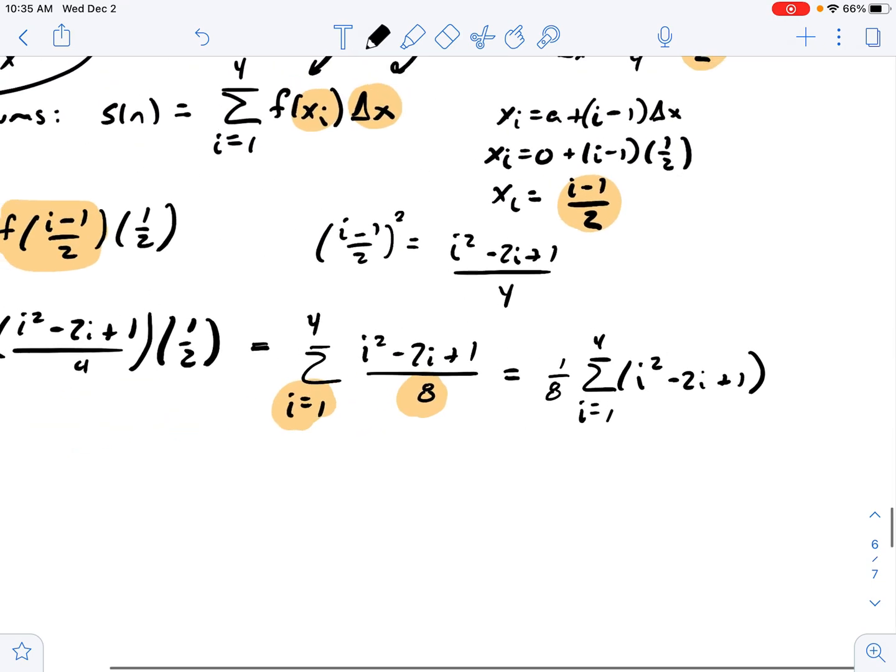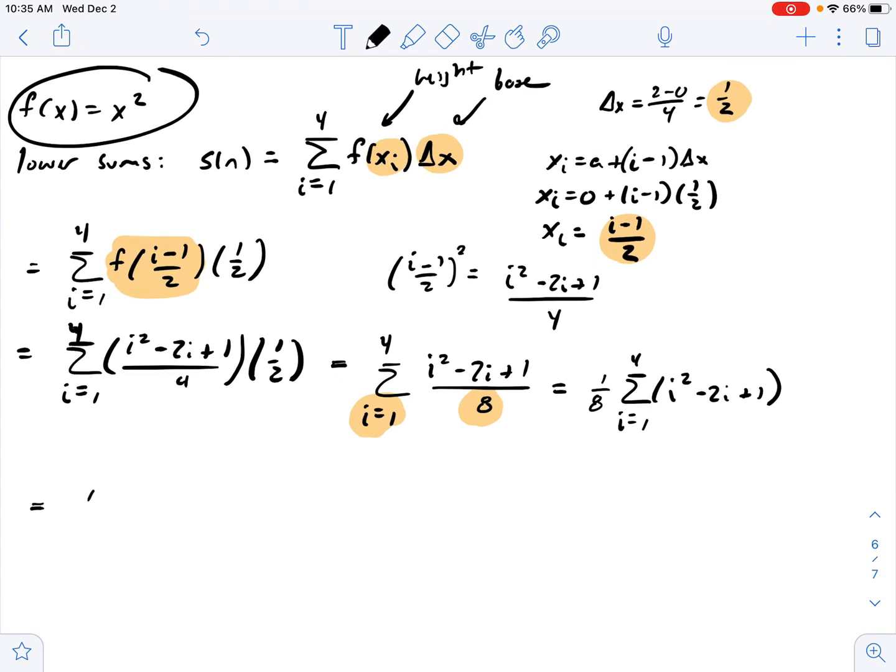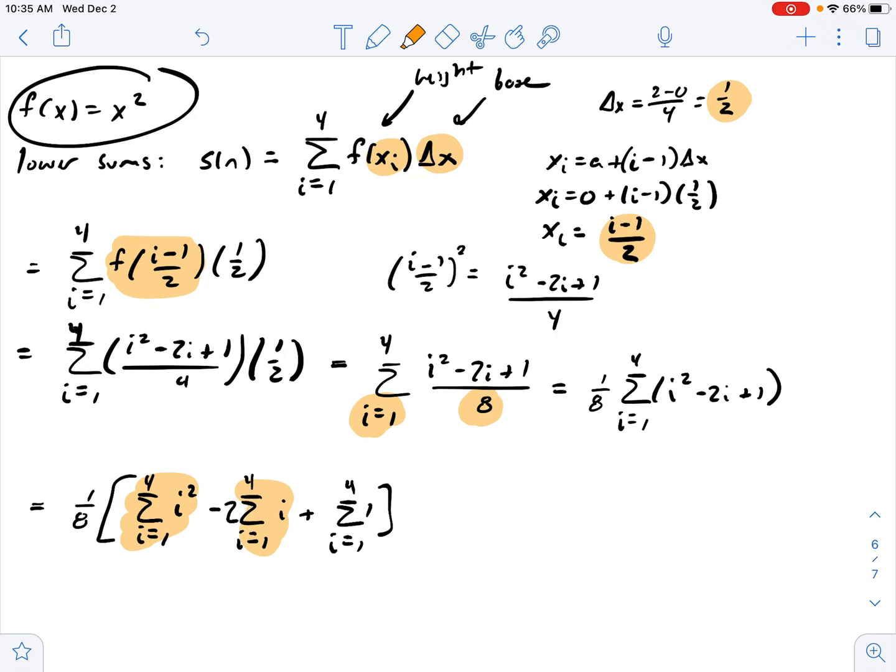Now I'm going to break these sums and differences up into their own summations, like we saw earlier. So I'm going to keep the 1/8, and now it's going to be the summation as i goes from 1 to 4 of i squared, minus the summation i goes from 1 to 4 of 2i, plus the summation i goes from 1 to 4 of 1. And then one more thing I'm going to do is move this constant out front here, like so, because I like doing that. And now these three summations are in our notes.